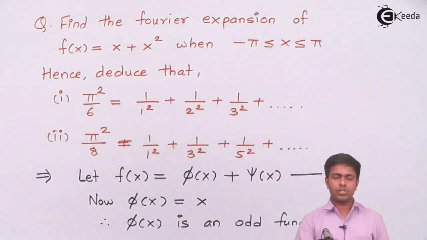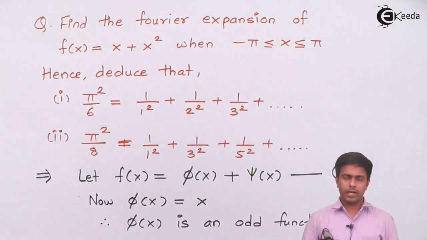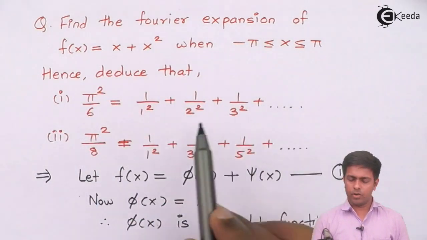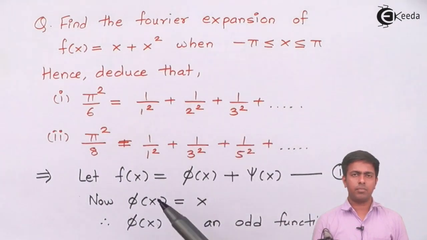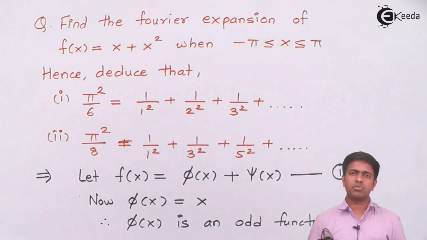Now we have to deduce the result. If you see the first and second result, in both the results the terms on the right hand side are squares. In the first result we want the square of each and every term, whereas in the second result we want the square of the odd terms, and the even terms are 0.